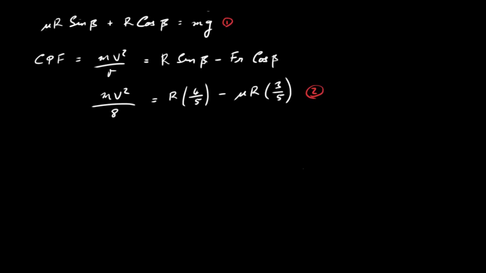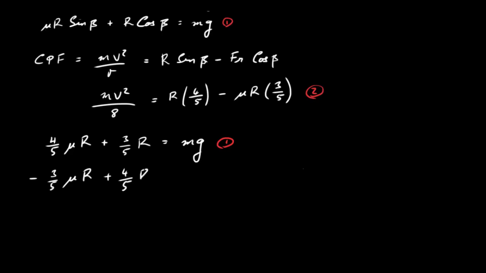So we take equation 1, we have 4/5, which is sine beta, times mu r, plus we need cos beta, which was 3/5, r, is equal to mg. So that's just this equation here with sine and cos substituted, 4/5 and 3/5 there. So that's equation 1. Equation 2 then is just this one here, so I put in the mu r underneath the mu r, so it's minus 3/5 mu r plus 4/5 r is equal to mv squared over 8.